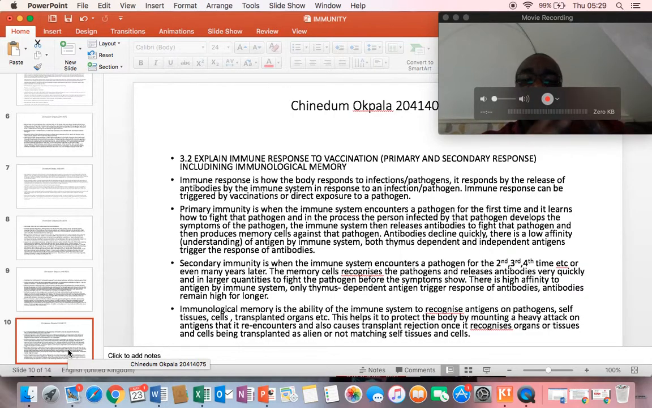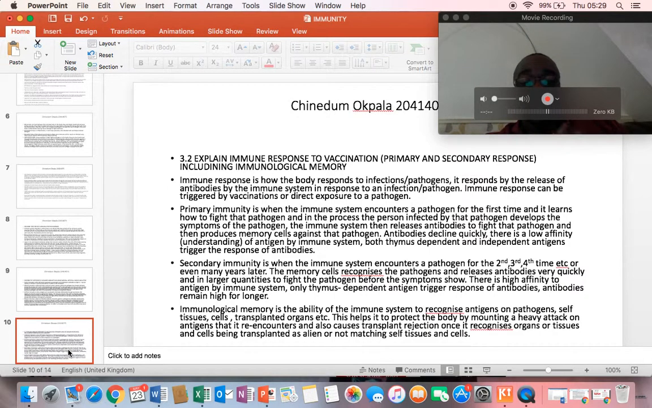Explain immune response to vaccination, primary and secondary response, including immunological memory. Immune response is how the body responds to infections or pathogens. It responds by the release of antibodies by the immune system in response to an infection or pathogen. Immune response can be triggered by vaccinations or direct exposure to a pathogen.